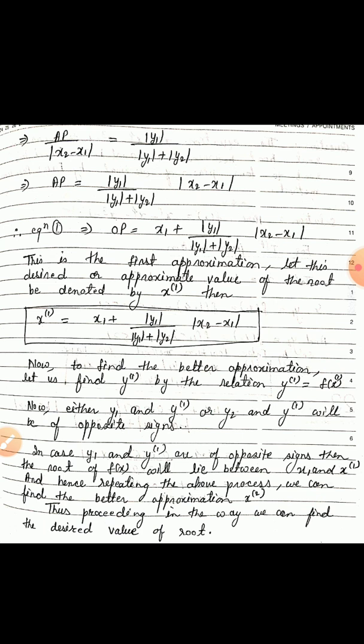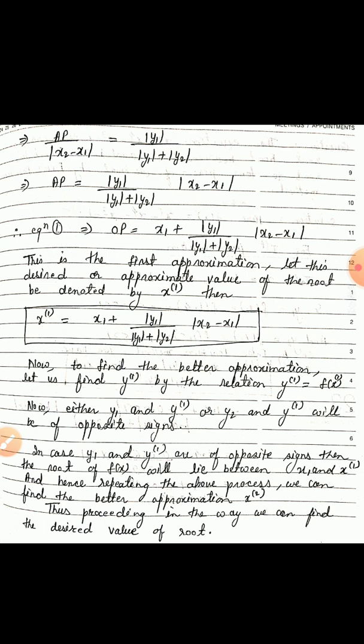Now if we want to find a better approximation, then we have to find the sign of y^(1) by the relation y^(1) = f(x^(1)). That means we have to find the value of f at the first approximation. Now we have to check the sign of y1 and y2 with this new y^(1), as in the bisection method, to see whether they are of opposite sign or of the same sign.